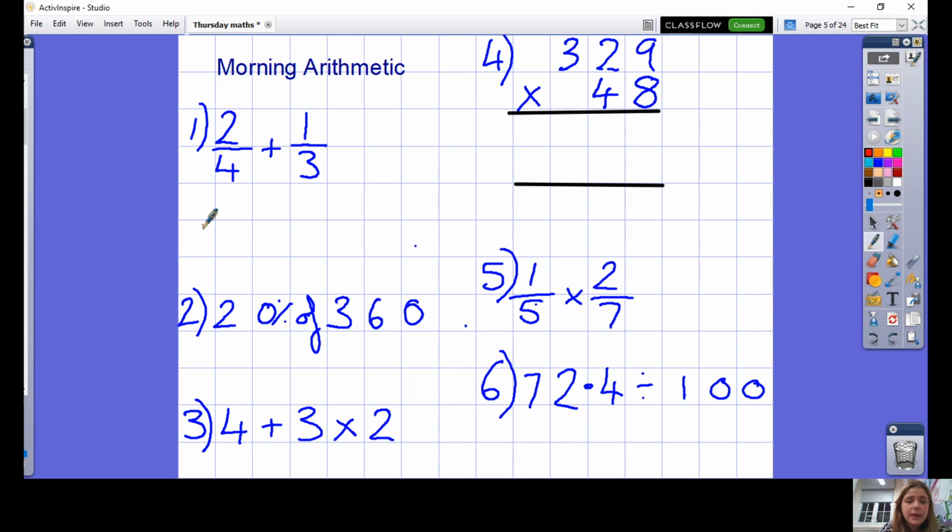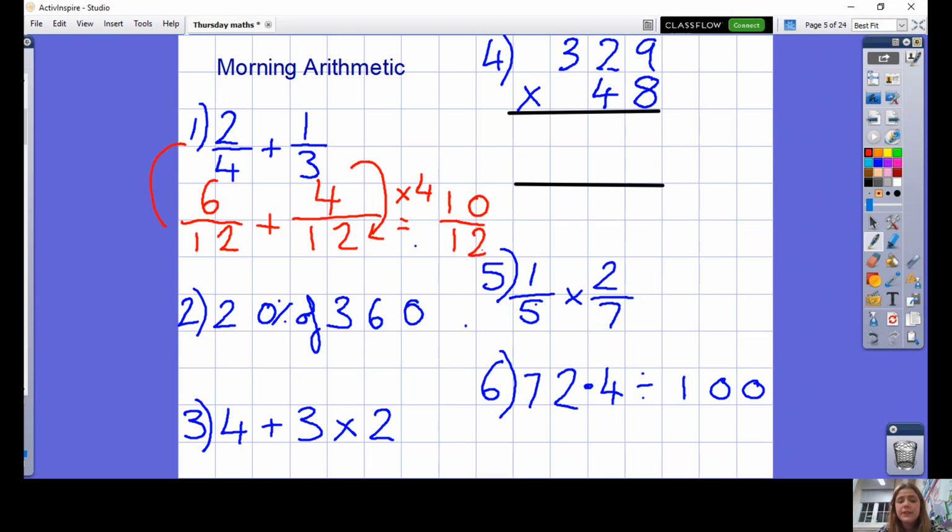2/4 add 1/3. First, I'll find their common denominator, which is 12. To get from 4 to 12, I times by 3. 2 times 3 is 6. To get from 3 to 12, I need to times by 4. 1 times 4 is 4. Adding those together, I will be left with 10/12. You could have simplified that to 5/6, but you didn't need to.